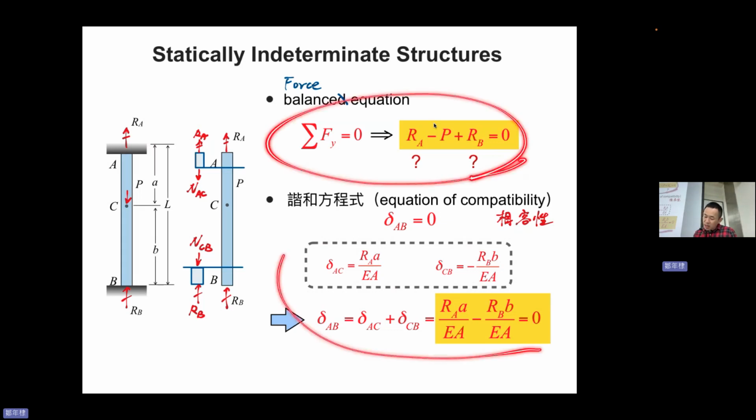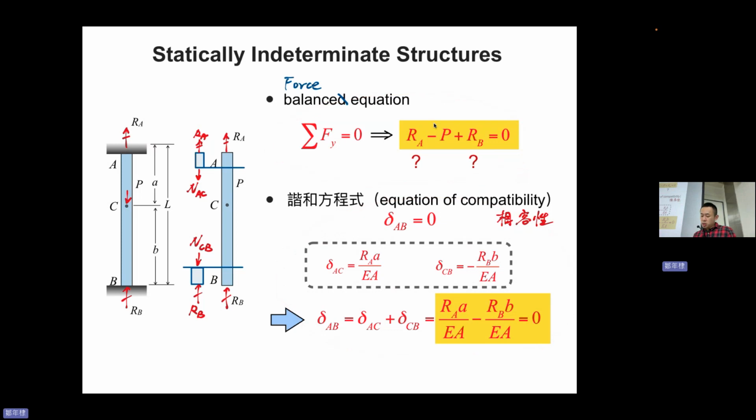balance equation and compatibility equation. Two equations help us to determine two unknowns. Oh, that's the main concept we taught in this page.